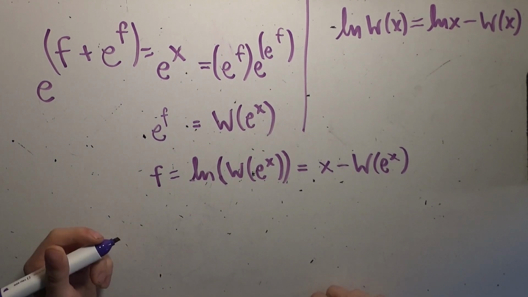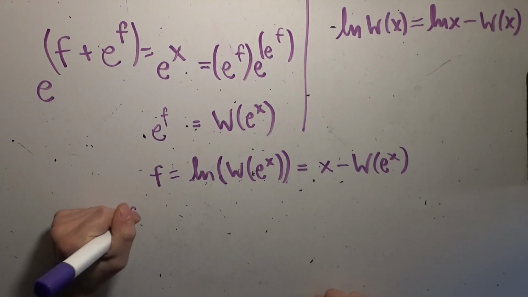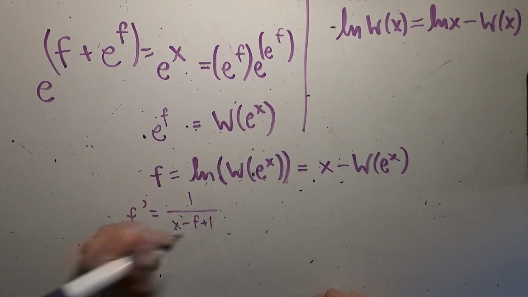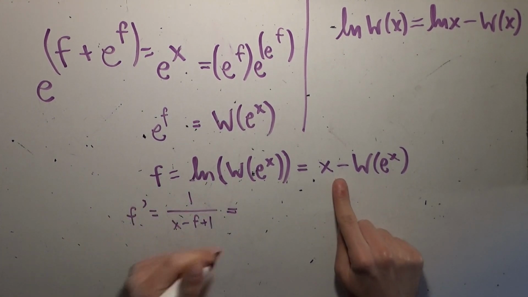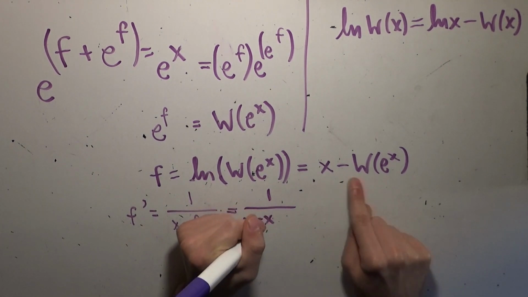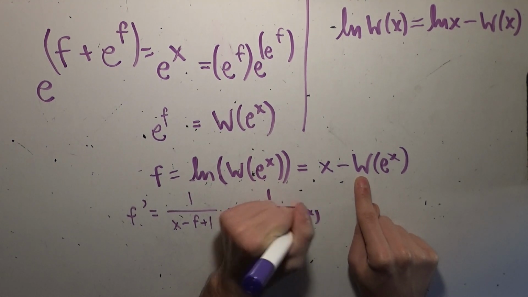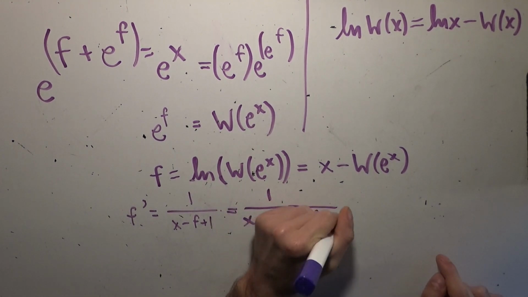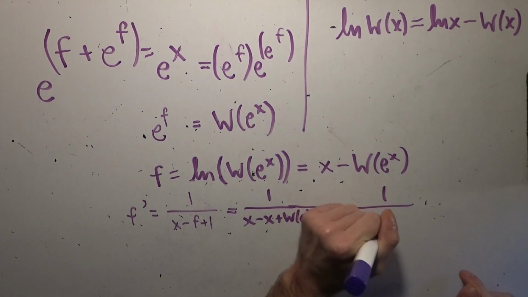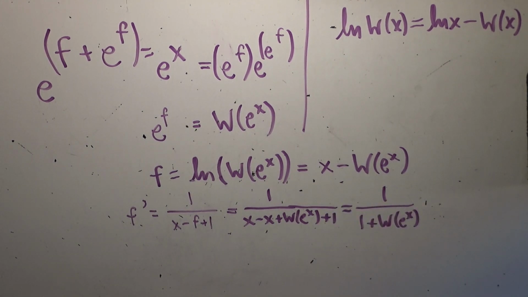Remember we just discovered the derivative, right? We know that f prime is equal to 1 over x minus f plus 1. So this is going to be equal to 1 over x minus x plus W of e to the x plus 1. So we just end up with 1 over 1 plus W of e to the x, which is quite a neat little result we got there.